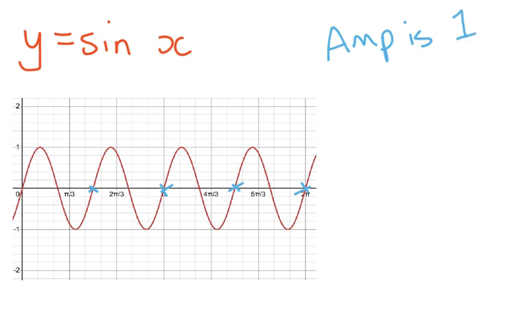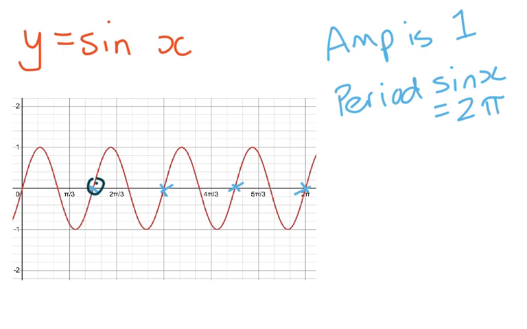However, if we look at the period now, the normal period of sine x is 2 pi. We can see that the first time this graph repeats is where I circled here, where I first put that cross in, and that is halfway between 0 and pi, which means it is now pi on 2. So the period of this particular graph is pi on 2.